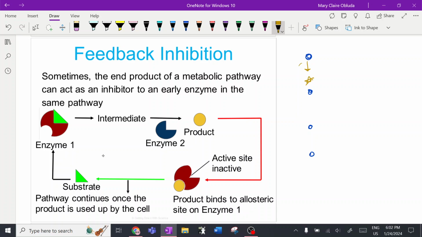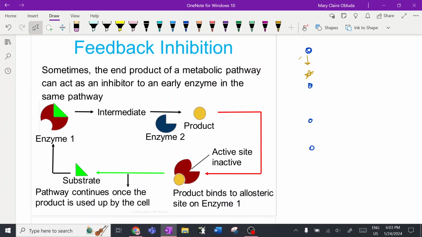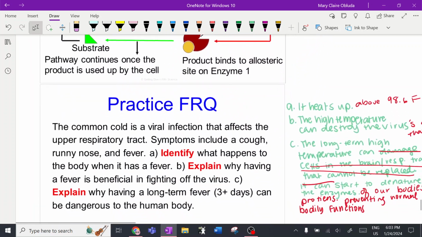So that is how the body can use the surplus that it gets from these pathways. It can use that to inhibit the very beginning and prevent this whole thing from functioning and regulate how much product it gets. So that's just a really cool way that the body regulates itself.